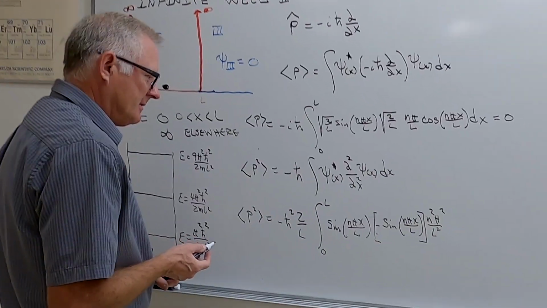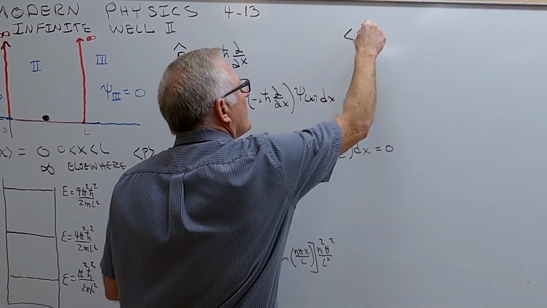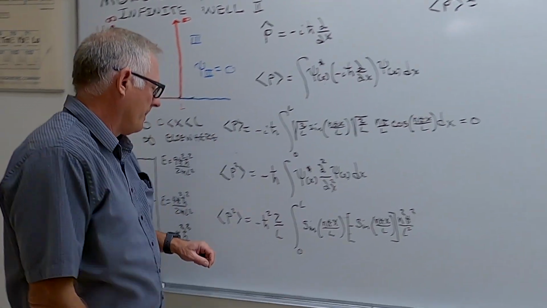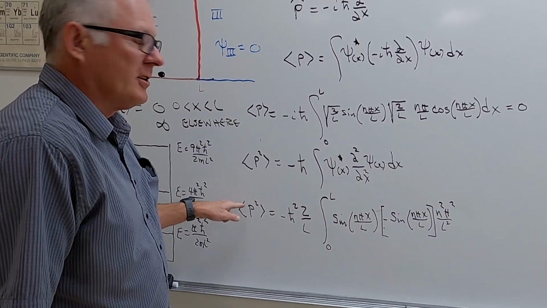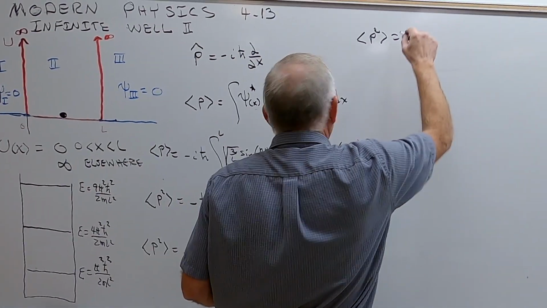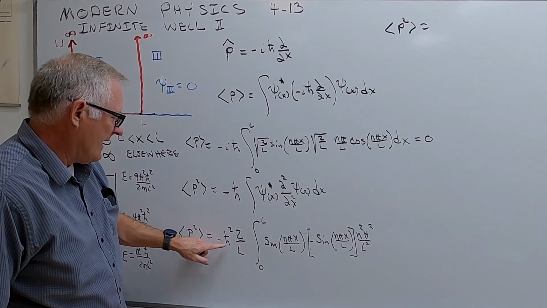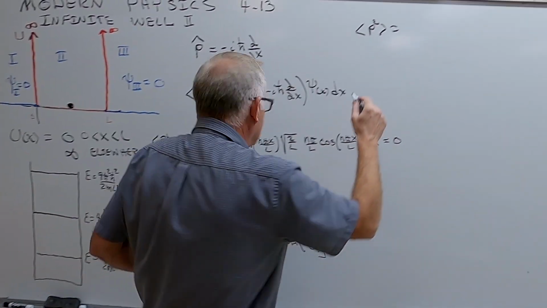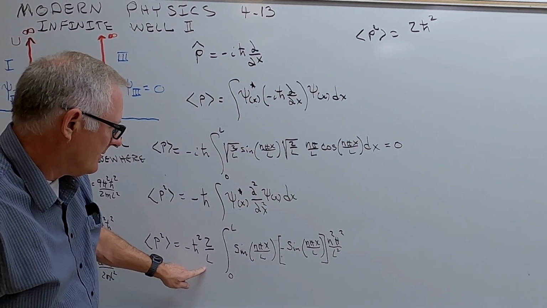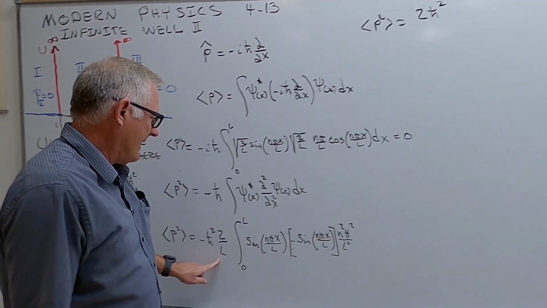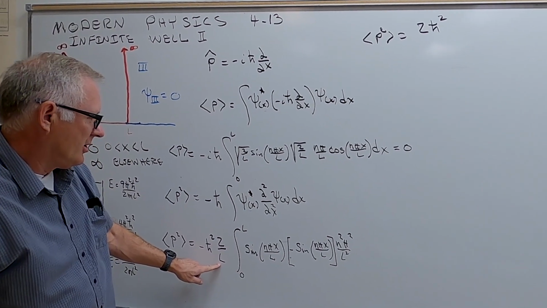Well, let's see, does anything cancel? p squared is equal to, well, we got a minus and a minus, which makes it a plus. Good, because we want a positive answer. We can't have a negative. So that's plus. We get a 2 h bar squared over L. Well, we get an L and we got an L squared. So I guess that's an L cubed.